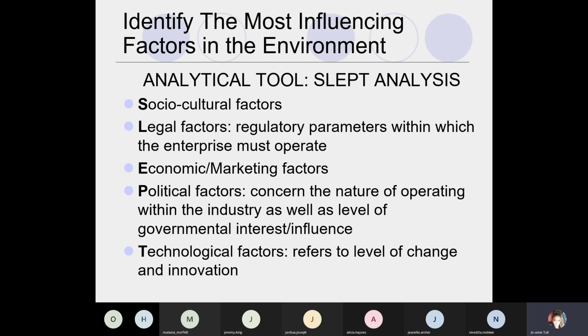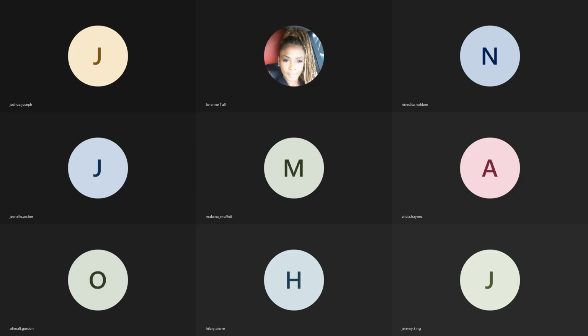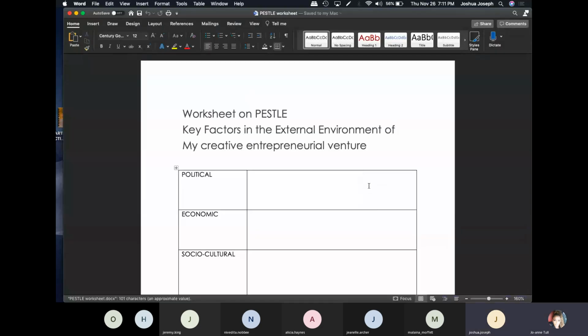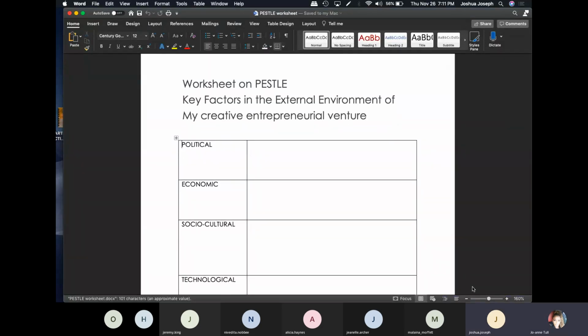Right? Okay. So does everybody understand how this PESTLE works? Let's do the same thing again. Joshua, kindly do the honors and pull up the PESTLE worksheet. Sure. It'll be PESTLE in this case, right? Yes, there will be PESTLE in this case, correct.